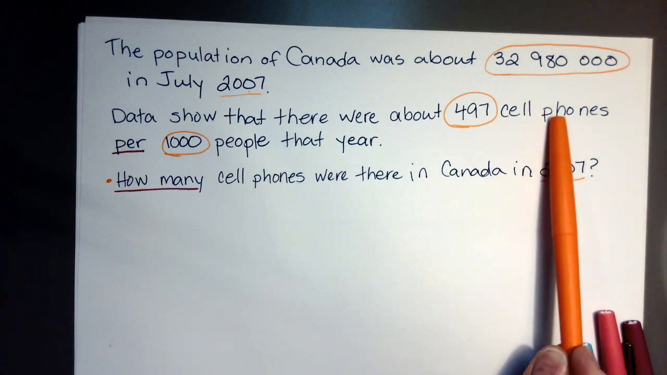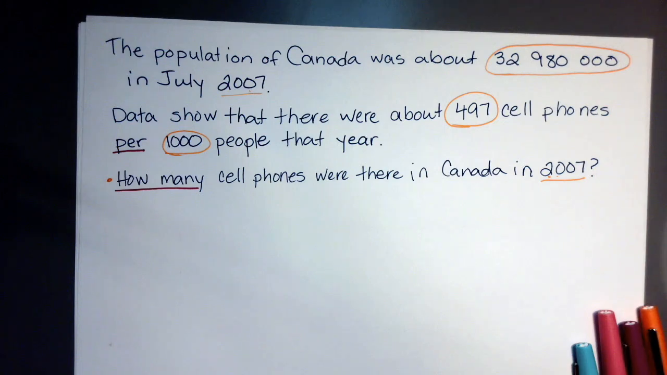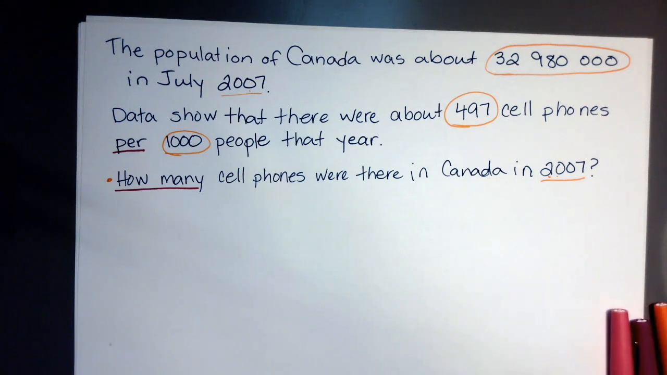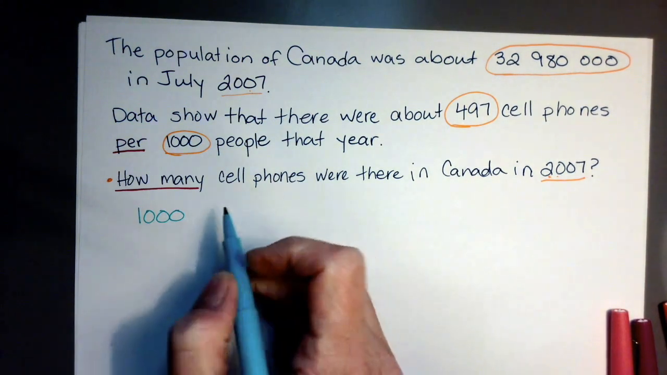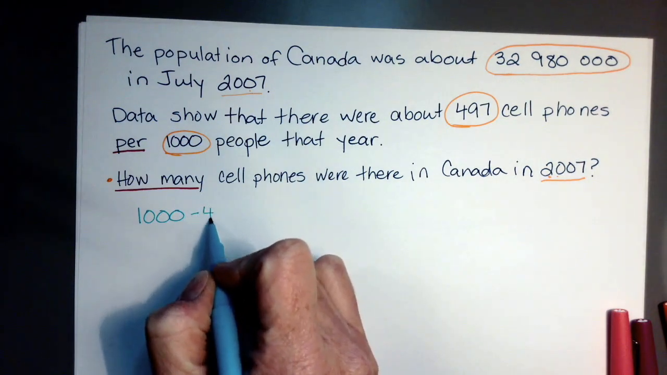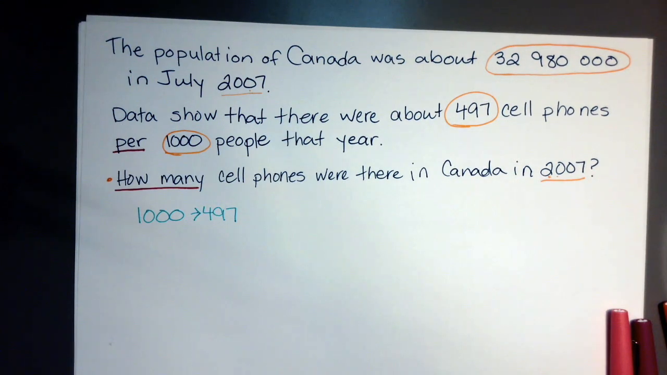497 cell phones per 1,000 people. So that means that for every 1,000 people in Canada, there were 497 cell phones. So since most people don't own more than one, we could maybe say, and we don't know this for sure, but it doesn't really matter at this point, we could maybe say for every 1,000 people in Canada, 497 of them owned a cell phone. Okay? So those are two important pieces of information.